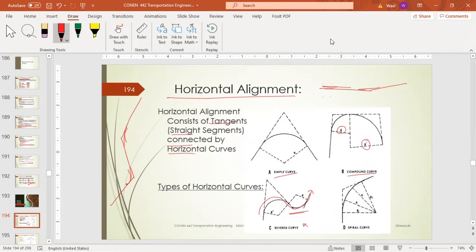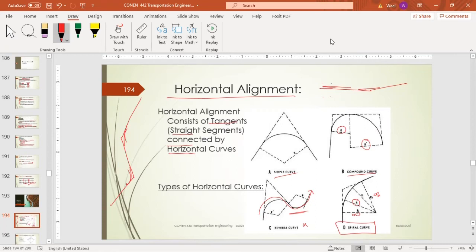And there's a spiral curve. This spiral curve starts from an infinite radius, then goes to the main radius of the curve, then again goes to infinity. So it's kind of a spiral. It's not circular like this. This type of curve is not common on freeways. It's very common on railways, and I will explain why later.